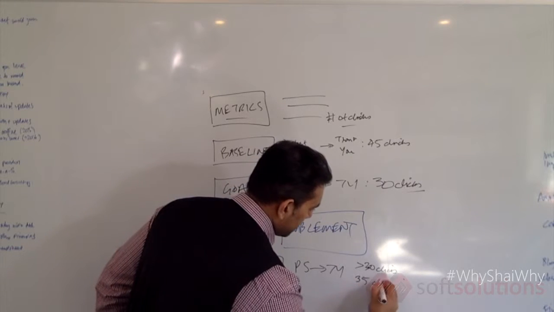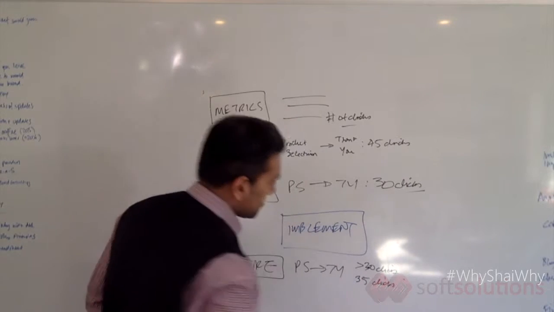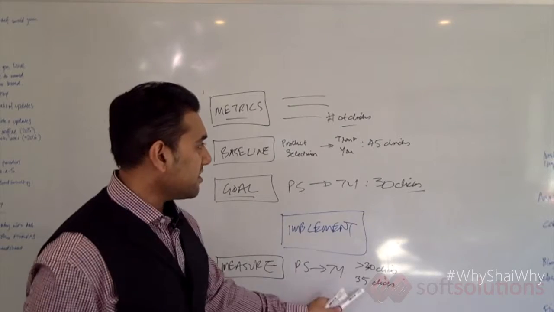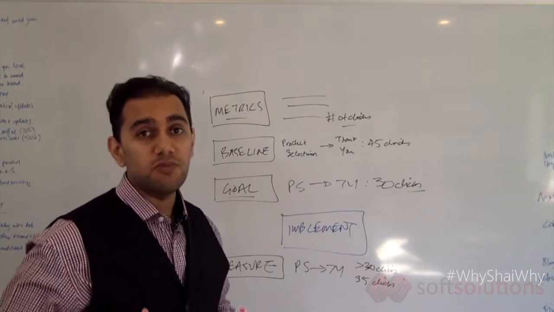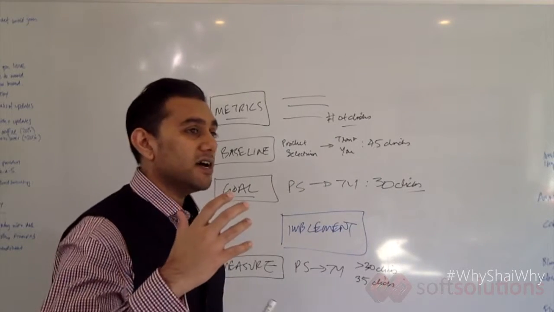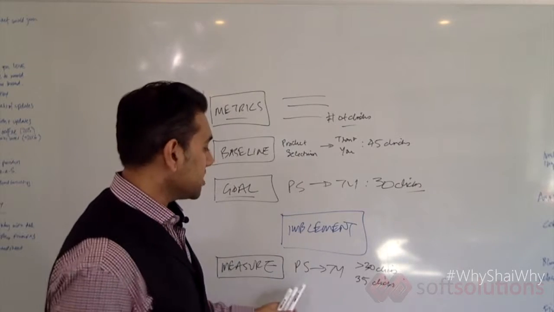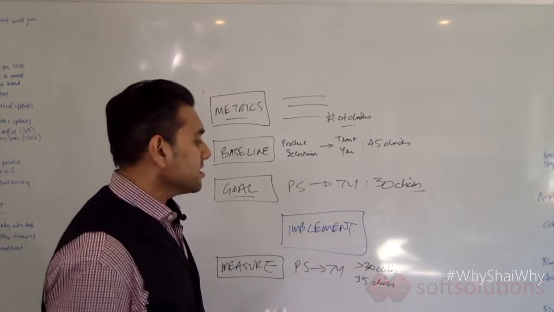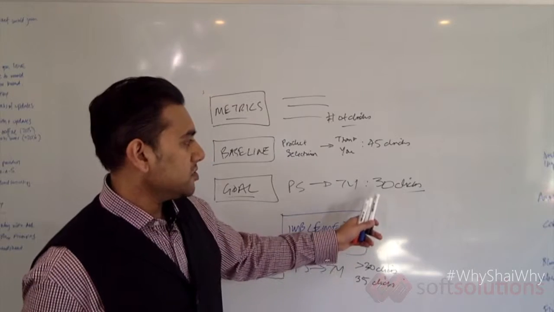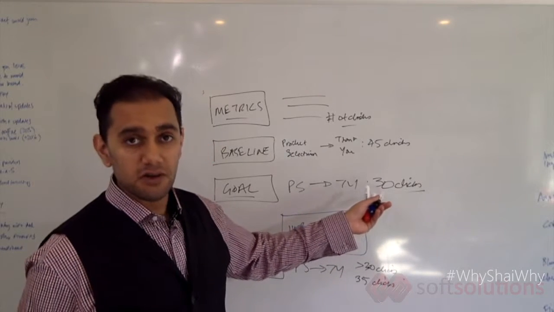Say it came in at 35 clicks. Now the positive here is that 35 is less than 45, and so your project has added some sort of value to your customer, right? But that 35 is also higher than the 30 that was the goal, okay?